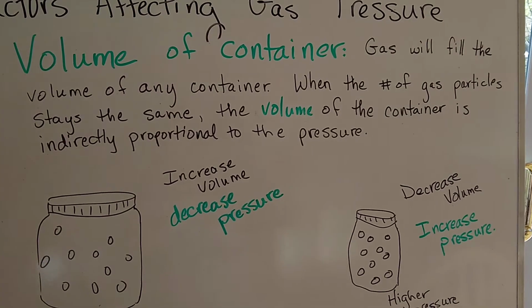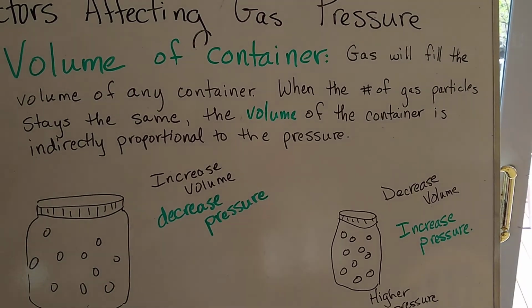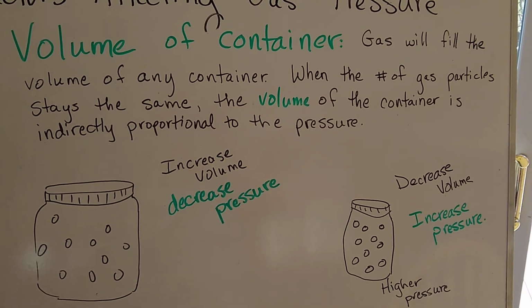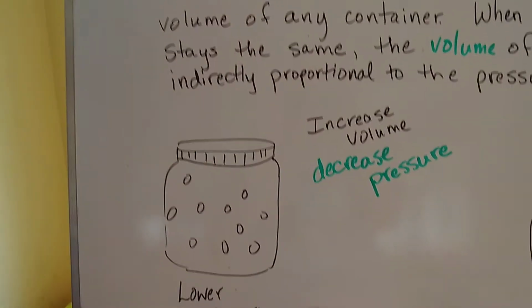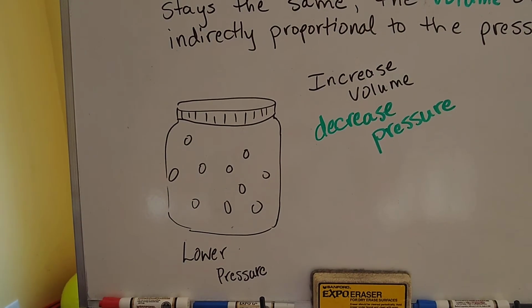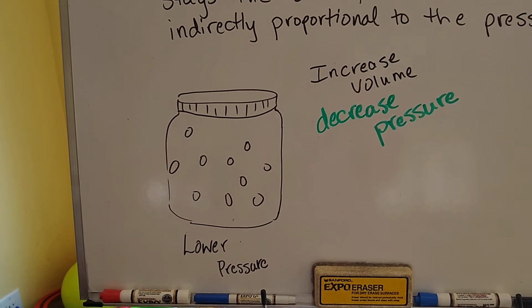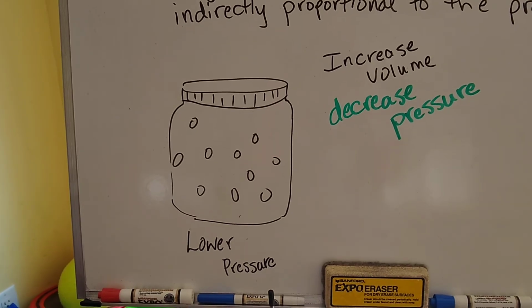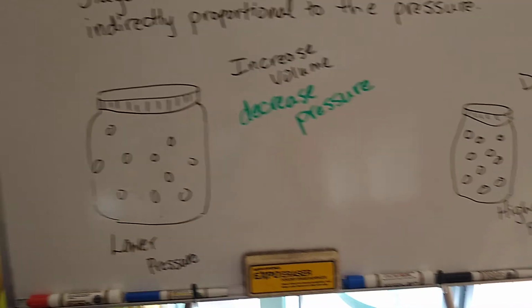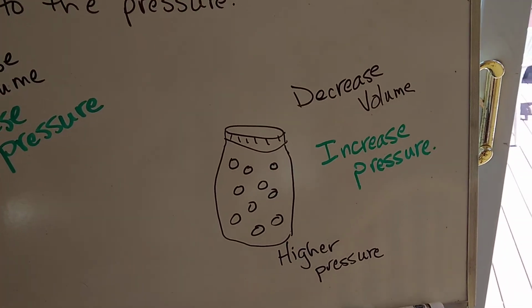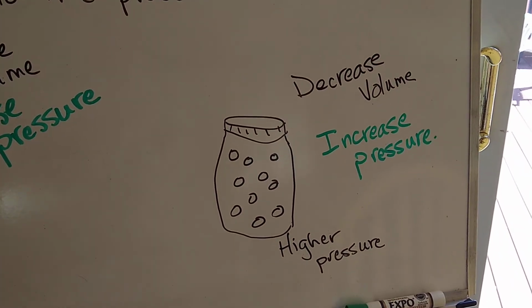When the number of gas particles stays the same, the volume of the container is inversely proportional to the pressure. So if you increase the volume of a container, you decrease the pressure. We have our low pressure example here, I should say. And if you decrease the volume of your container, you increase the pressure.